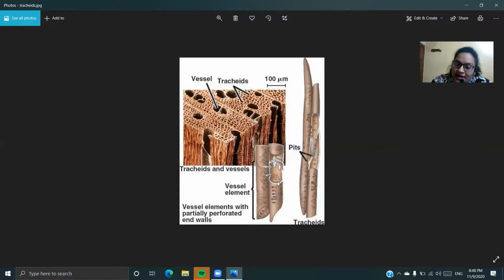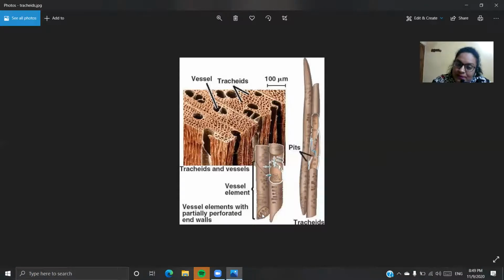Remember that these end plates are present in between two vessel elements; each cell of the vessel is called a vessel element. For example, here he has taken this as one vessel element. This one vessel element will be present on another vessel element, one above the other, and these are separated by the end plates.